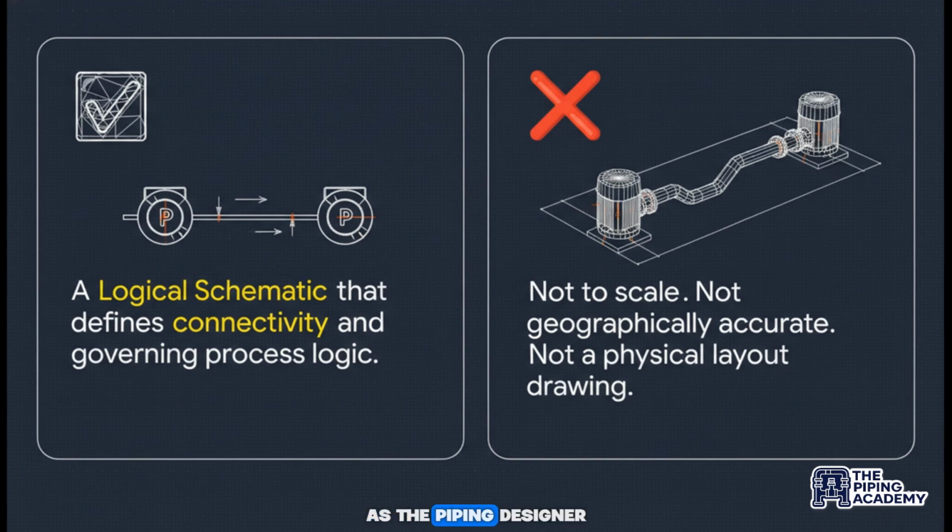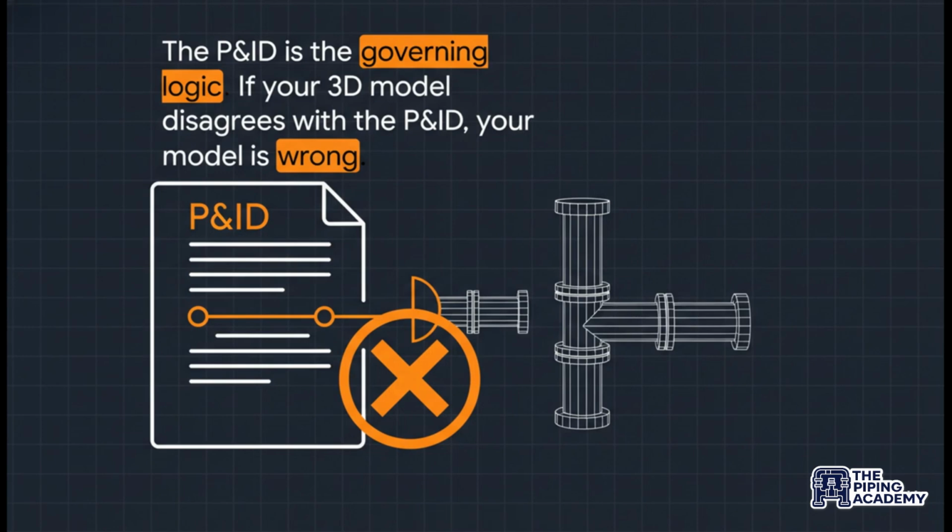Your job as the piping designer is to take this 2D logical schematic and translate it into a 3D physical reality. This means you have to be meticulous. If the P&ID shows a check valve right after a pump, that's exactly where you put it in the 3D model. If it shows a pressure transmitter on the top of a line, you absolutely cannot model it on the bottom. Just burn this into your brain. The P&ID is the governing logic. It's the law. If your model disagrees with the P&ID, guess what?